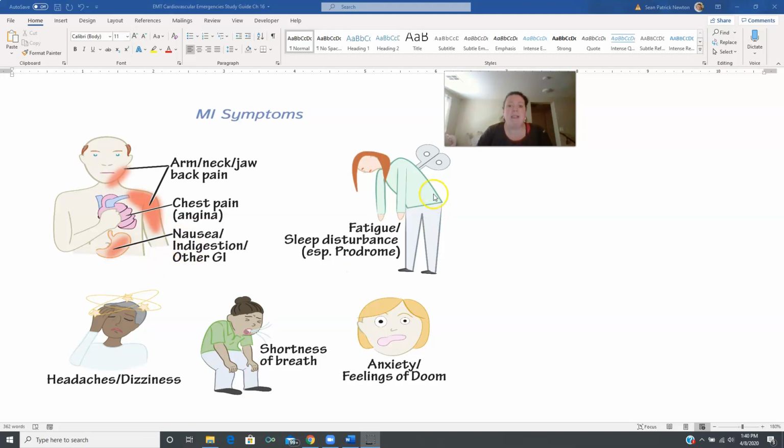Fatigue, sleep disturbance, especially right before they actually have a myocardial infarction. That's what prodrome means. Headaches and dizziness. Remember, a lot of people don't necessarily have classic chest pain. They have an equivalent of the angina, which could be weakness, sweaty, don't feel good, pale, headache and dizziness. Shortness of breath. This is a really big anginal equivalent. It's the equivalent of pain in the chest.